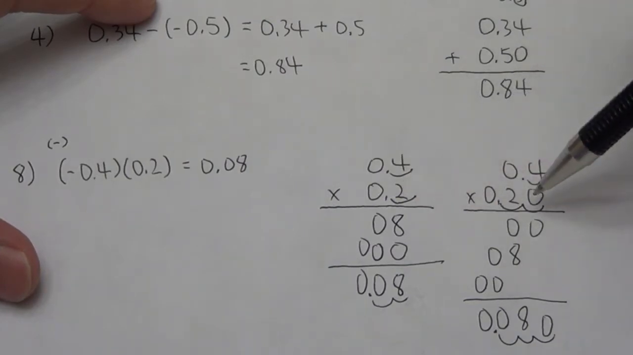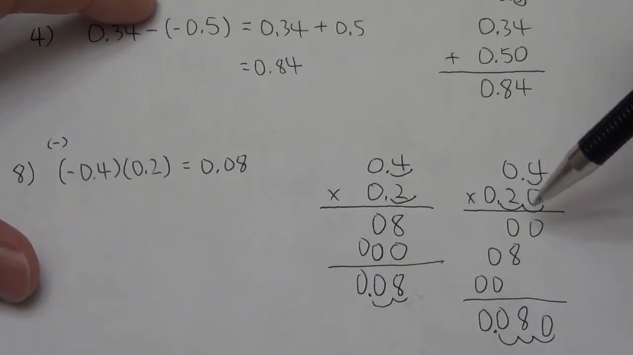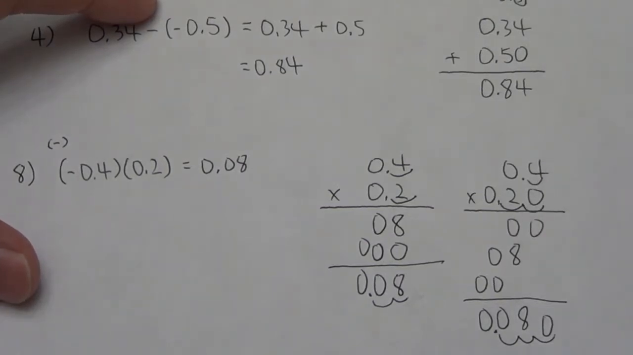Right now over here, even though we can get the same answer, you don't really want to add an extra 0 because that actually adds an extra step there. Anytime you have an extra step, that's more chances of making a mistake.